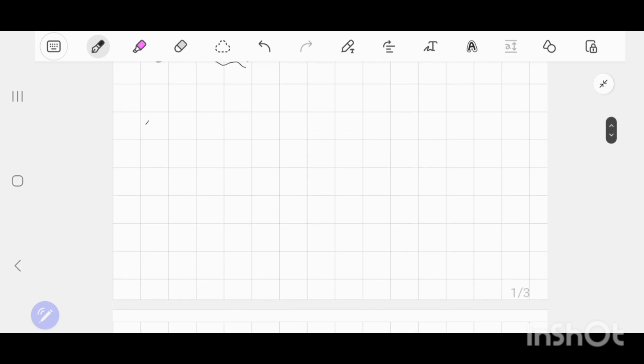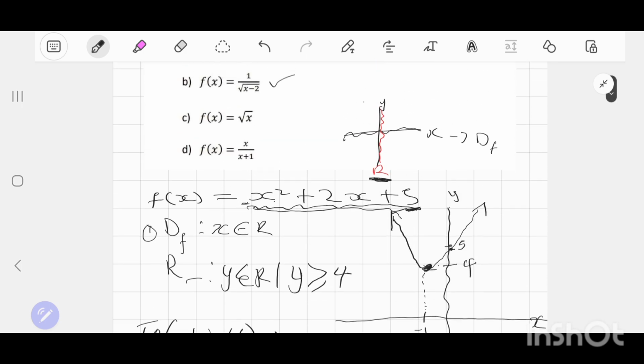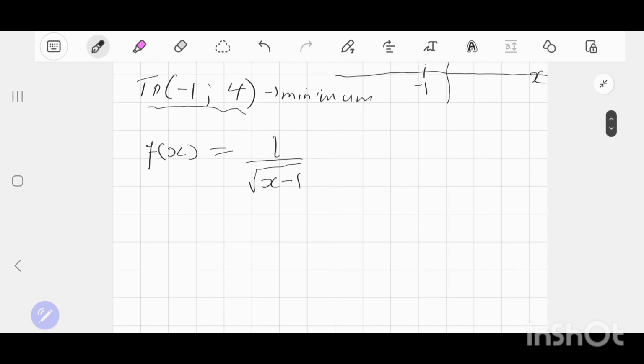The function is f of x is 1 over the square root of x minus 2.